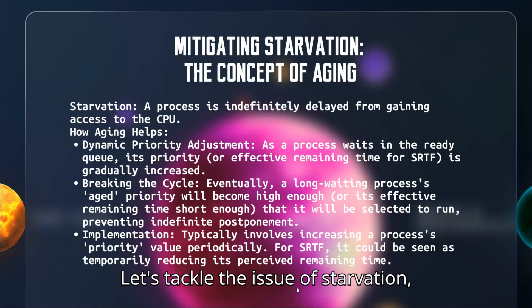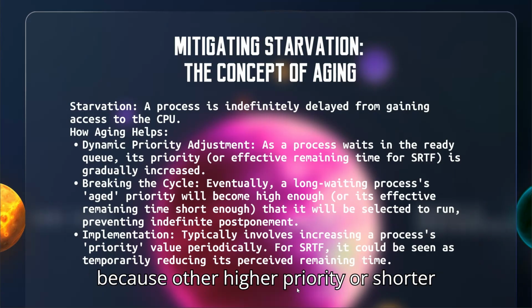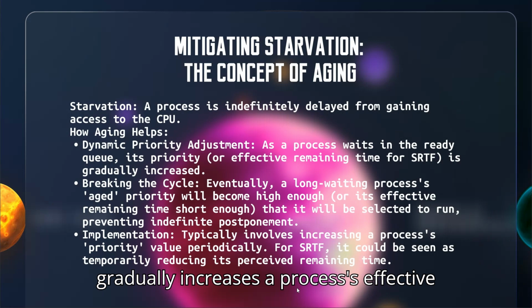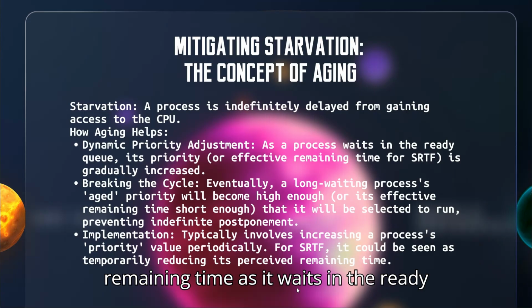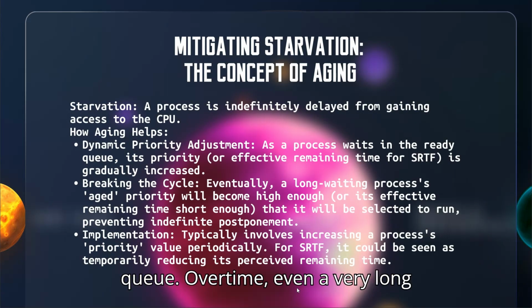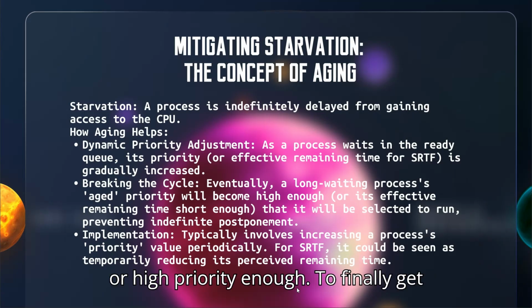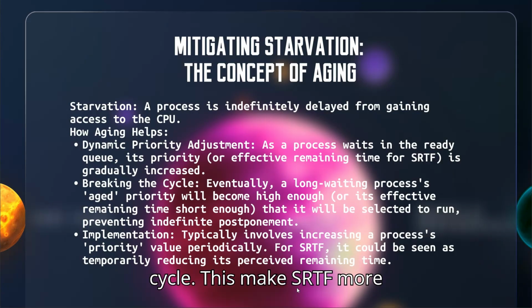Let's tackle the issue of starvation, which is when a process never gets to run because other higher priority or shorter jobs always arrive. A common solution is aging. This technique gradually increases a process's effective priority or decreases its perceived remaining time as it waits in the ready queue. Over time, even a very long job will eventually become short enough or high priority enough to finally get the CPU, thus breaking the starvation cycle. This makes SRTF more practical in real systems.